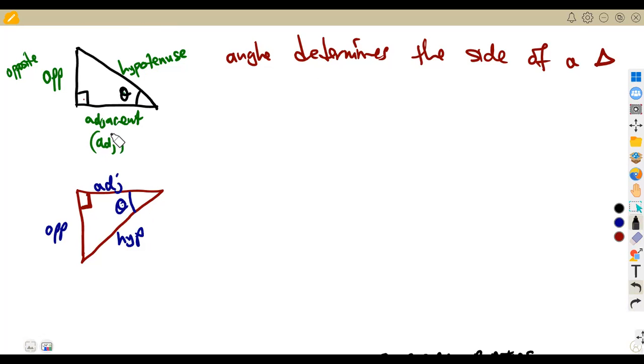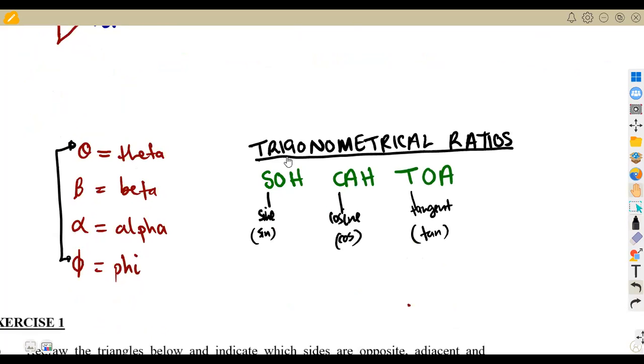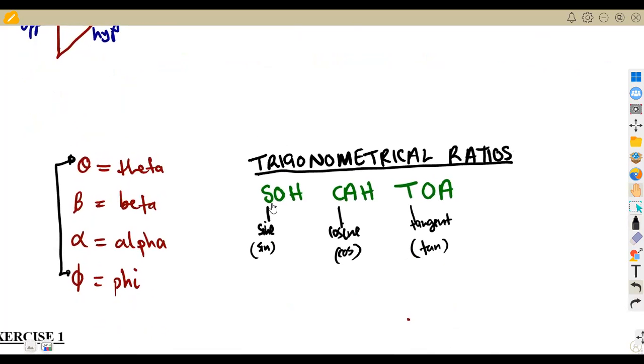Opposite, hypotenuse, adjacent, according to theta. Know this because these are the ones that you are going to have on your formula. On this formula, there's no A and B. There is opposite, hypotenuse, adjacent. So you are supposed to know these terms, all right?